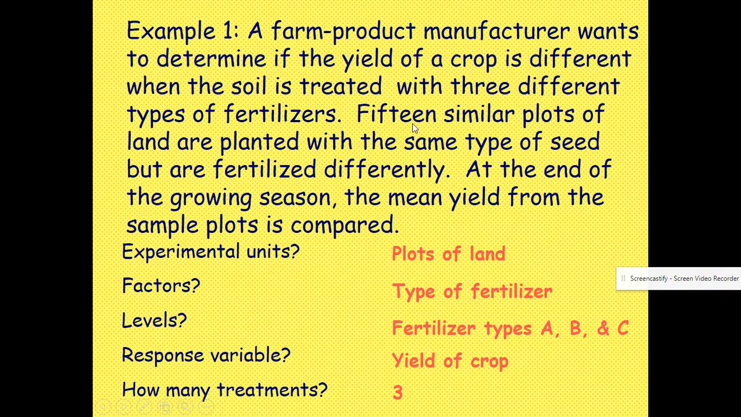I also wanted to say, what is the point of similar plots of land that are planted with the same type of seed but are fertilized differently? So what's the important part of these 2 lines right here? The control. So I'm controlling by doing similar plots of land and the same type of seed. I'm controlling there.